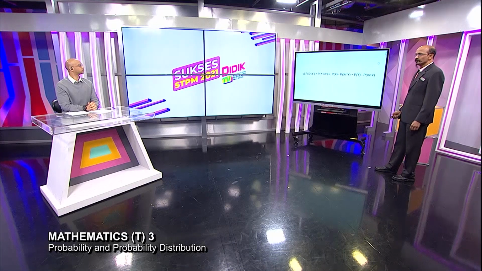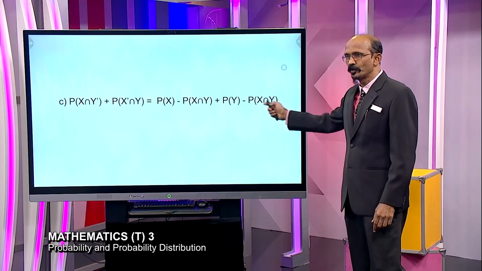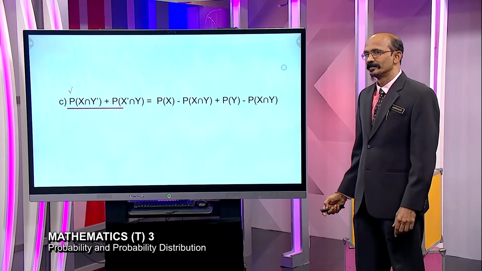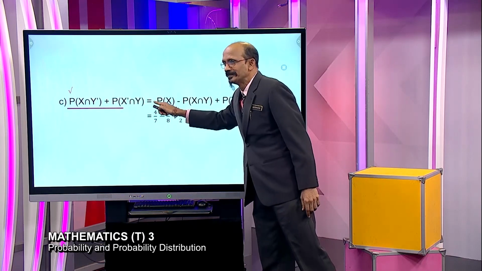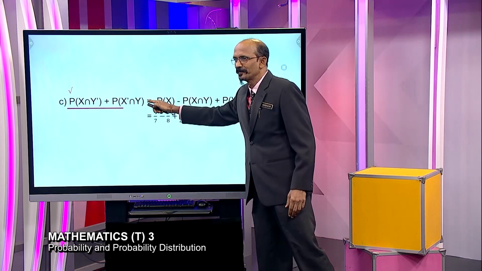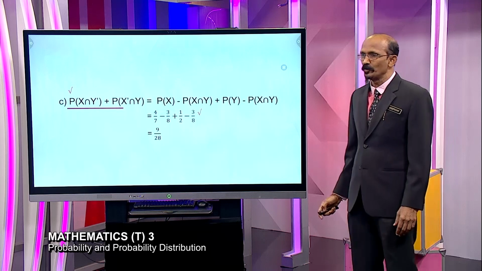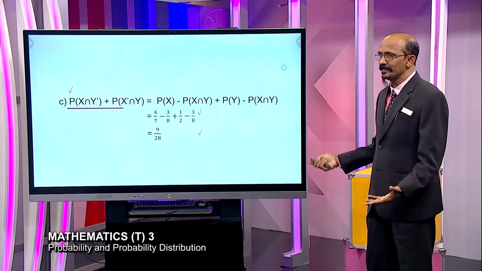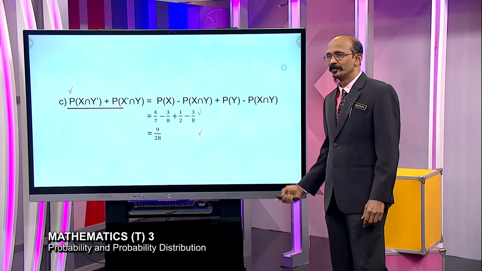Okay, we continue. In question C, we want to find neither one. So P of X intersect Y prime plus P of X prime intersect with Y. We use the correct formula, because this is considered a difficult case, so you get 1 mark for using the correct expression. If you don't know to use the set notation, you will be totally wrong here. Then we substitute inside the formula correctly, we get 1 mark, and my answer is 9 over 28, which gives you 1 mark. So the total here is altogether 8 marks.